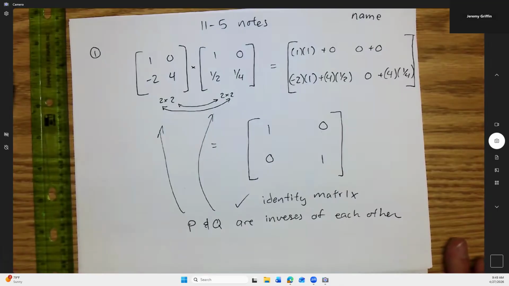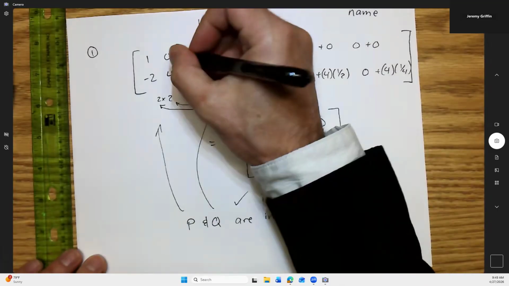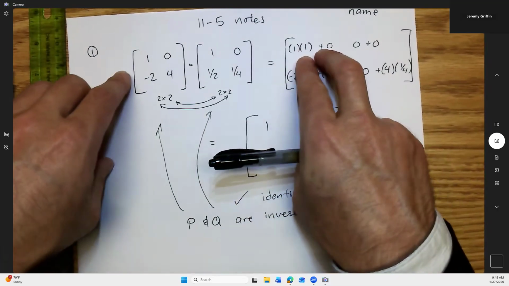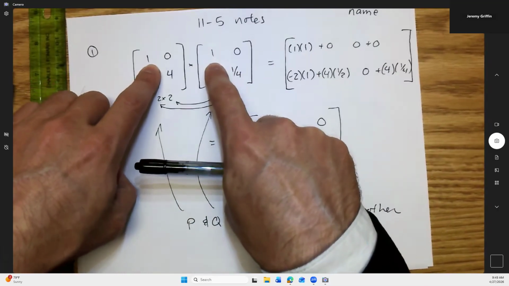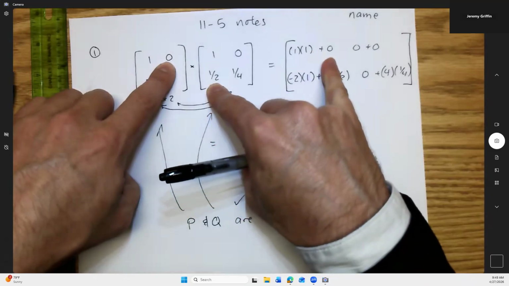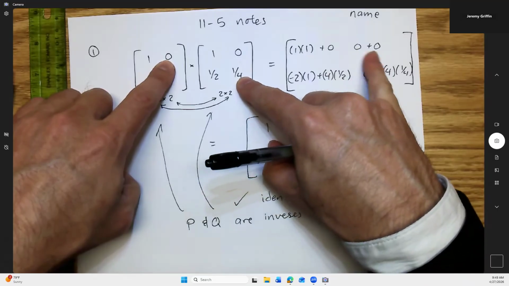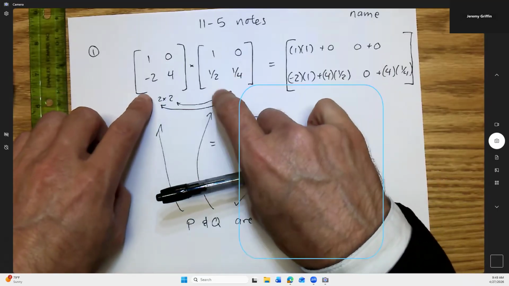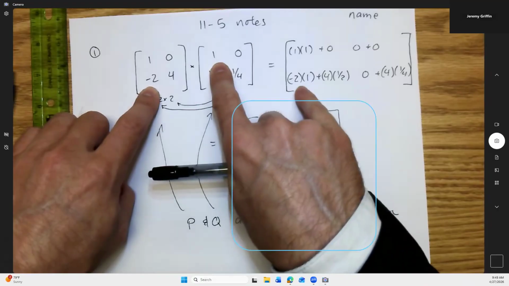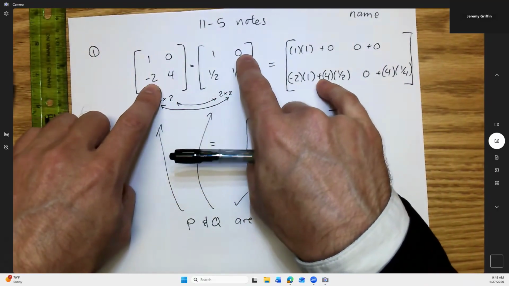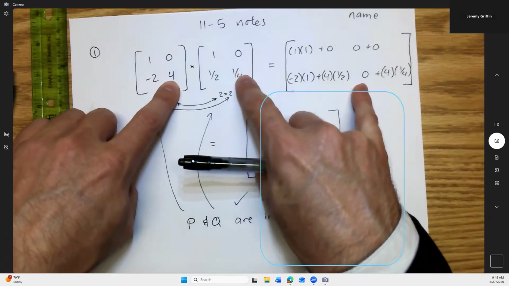What you multiply is, for example, if you're doing the one on top left, it'd be 1 and then the 0, or 1 times 0, and 1 times 1/4, right? Okay, so go through this multiplication. 1 times 1 plus 0 times a half. That's this. Then 1 times 0 plus 0 times a quarter, so 0 plus 0. Then I got -2 times 1 plus 4 times a half. That's right there. And then finally, -2 times 0 plus 4 times a quarter.